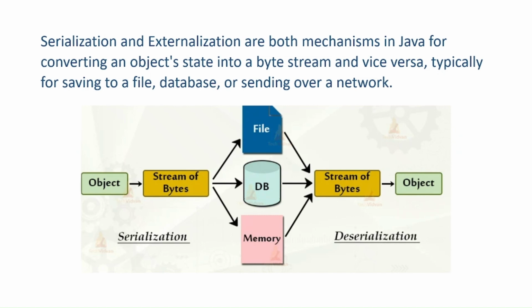Now, both are mechanisms in Java for converting an object state into a byte stream and vice versa, typically for saving to a file, database, or sending over a network. So in brief, if you want to change the object state into a byte stream so that you can save it into a file or send it from one JVM to another JVM through a network, then we use these mechanisms.